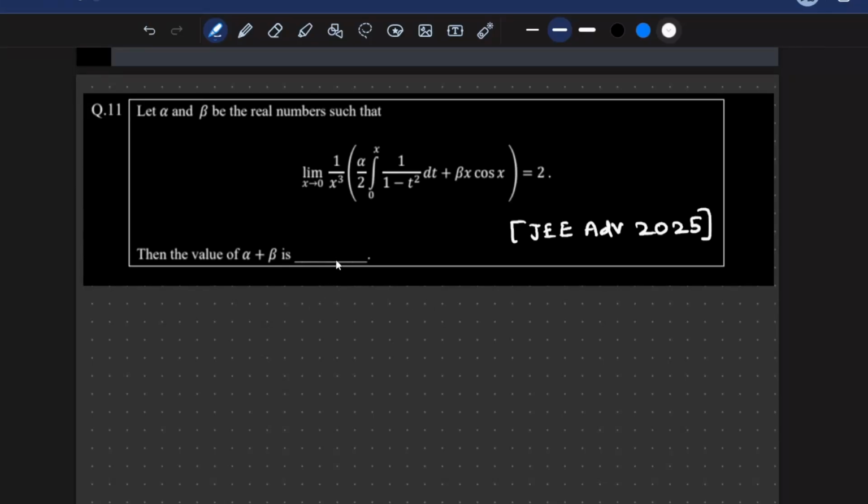So let's begin. First of all, let us look at this question. We need to find the value of alpha plus beta, and the value of this limit is given to us. So let us proceed. First of all, let me write the question.